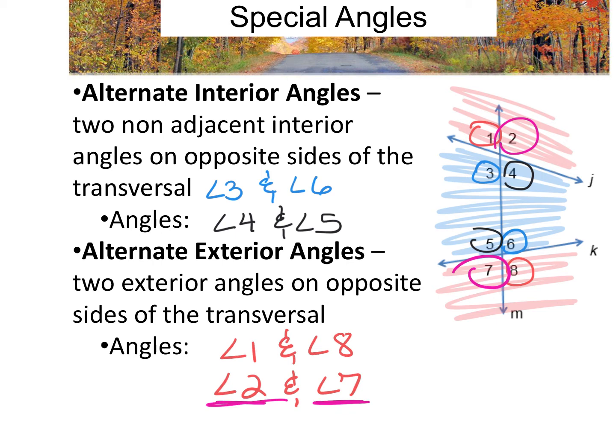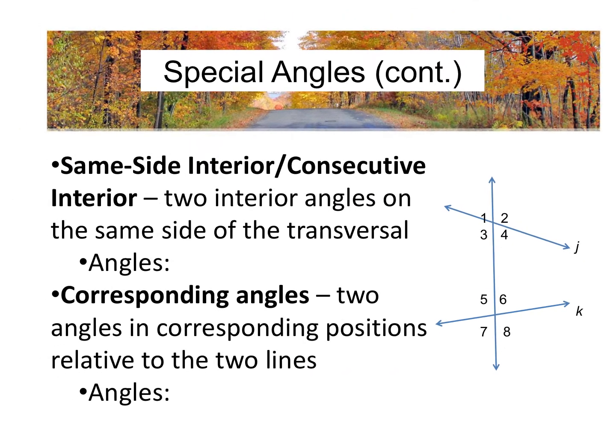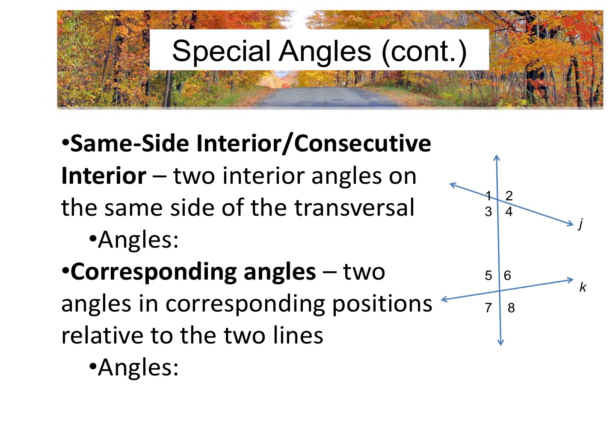Those are my alternate interior and alternate exterior pairs. I'm going to get 2 more special names, and then we're going to do some examples. The next special angle pair, they're called same side interior or consecutive interior. Our textbook calls them consecutive interior.